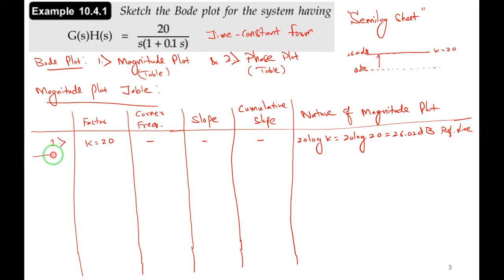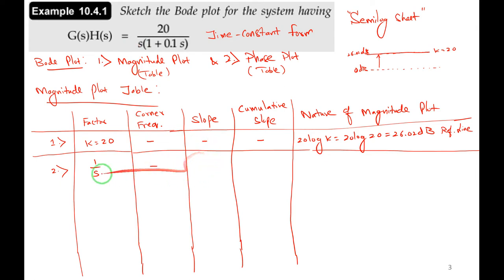Next, the second factor. Should I take the second factor as 1 by s or 1 divided by 1 plus 0.1s? I should take poles and zeros lying at the origin first, so the second factor is 1 by s. After 20, next is 1 divided by s. This is the pole lying at the origin. Since only one pole is lying at the origin, there is no corner frequency for poles and zeros lying at the origin. What is the slope contribution by this pole lying at the origin?